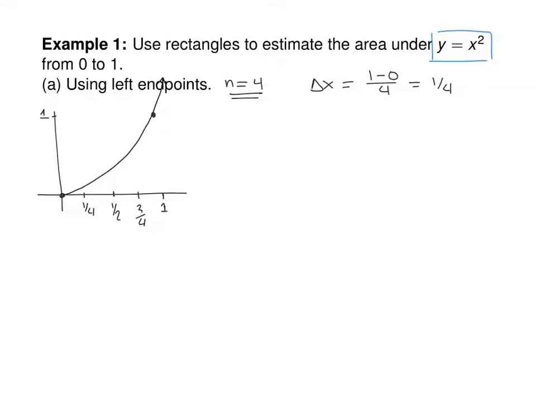Okay, so left endpoint means on every single subinterval, so we've got the subinterval from 0 to a quarter, to a half, to 3/4, and 3/4 to 1. Take the left endpoint of the subinterval and plug it into the function. So from 0 to a quarter, what's the left endpoint? It's just 0. And when you plug in 0, you get 0. So that box is a no box. It has no height.